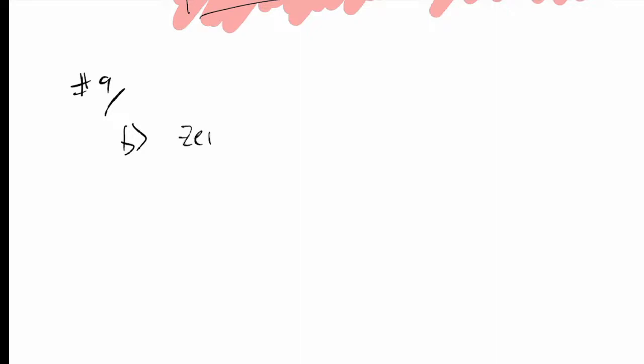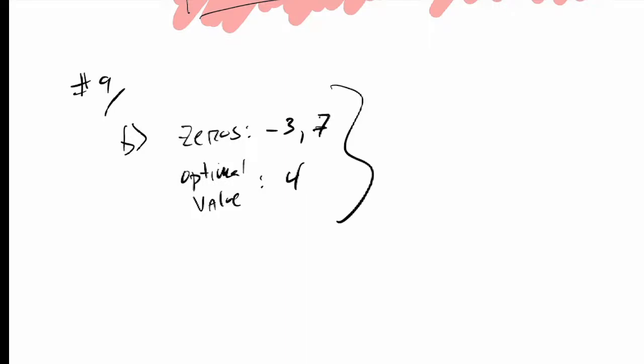So for 9b, we have zeros. Oh, yes, yes, Jasmine. For 9b, we have zeros at minus 3 and 7. And they say in the question that there's an optimal value at 4. So I have roots at minus 3 and 7, optimal value at 4, and they want me to find the equation of the quadratic. So if we were to find the equation of this quadratic here, you go right to factored form. Do you see, by doing this, I've now created a quadratic that has a root at minus 3, and then another root at 7.